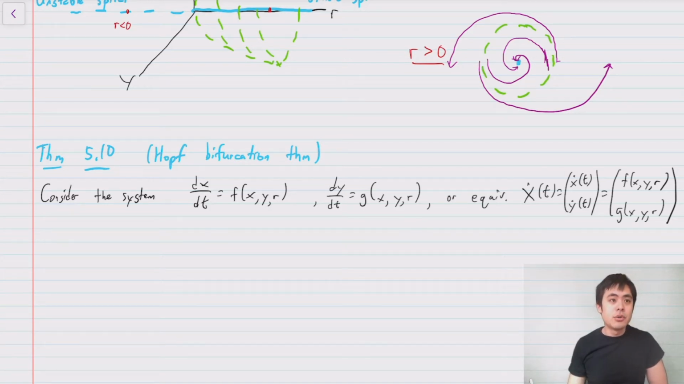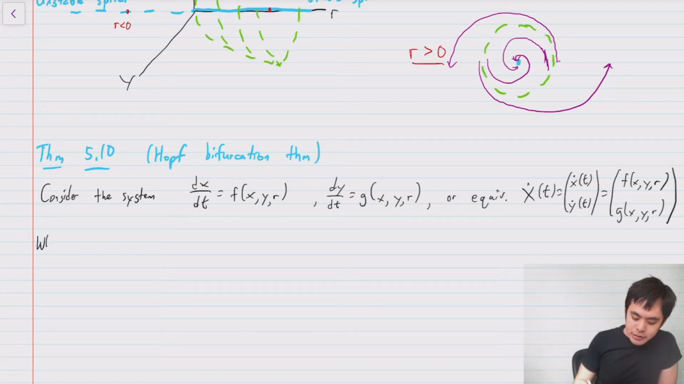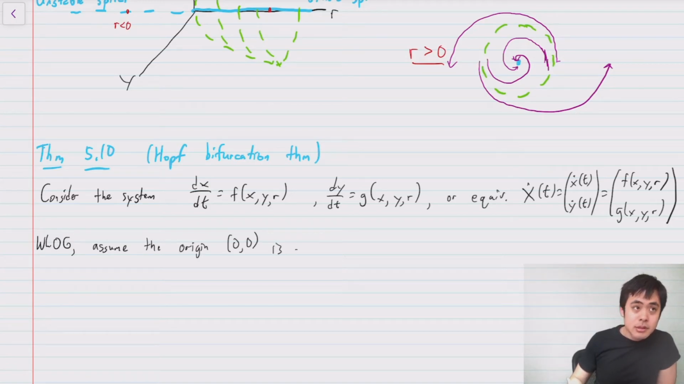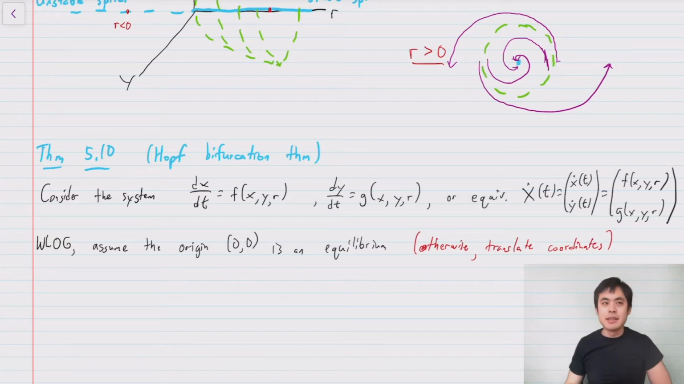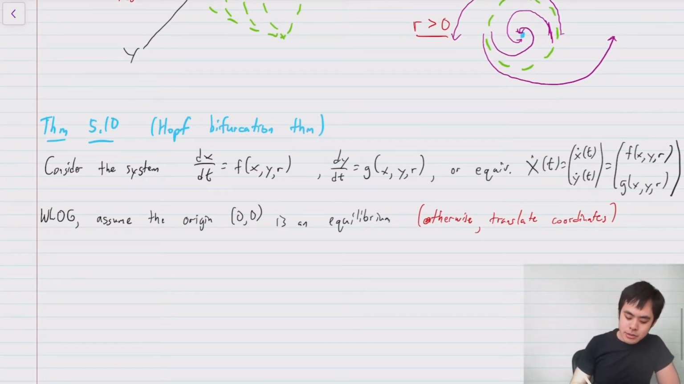Okay, so having said that, without loss of generality, assume the origin (0, 0) is an equilibrium. If not, just translate the coordinates: change the variables so that the zero point is the equilibrium, because otherwise it gets even more complicated to talk about. So we can then rewrite the system, separating out the linear terms.